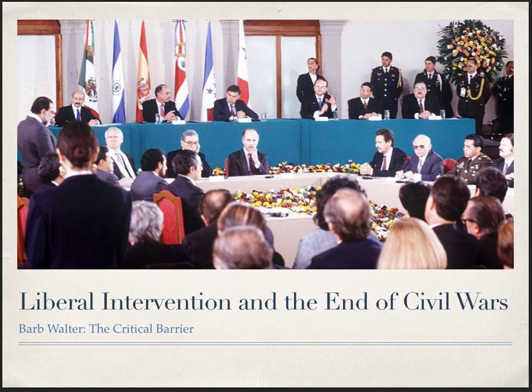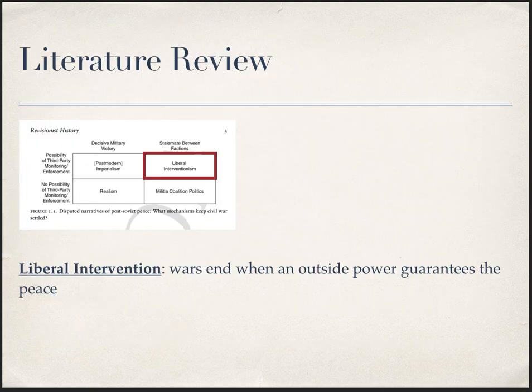All right, let's start with Barb Walter's Critical Barrier to Peace. This is a photo of the El Salvador Peace Accords in which the rebel group settled with a state without having a decisive local victory. So Barb is interested in sussing out why some civil wars are settled this way and others are not. She makes a pair of assumptions that are polar opposite from realism. She argues that realists are wrong. You don't need a decisive victory for wars to end.